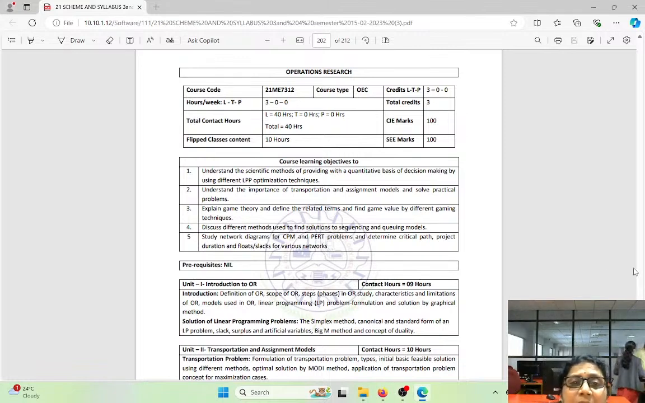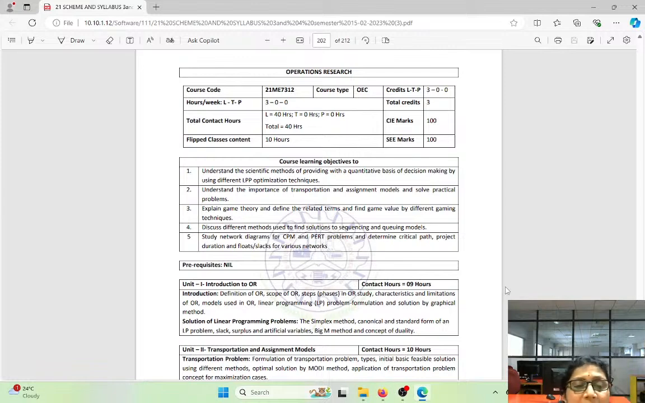Good afternoon, everyone. Myself Anupama Kallod. I am going to give the introduction of operations research. This is an open elective offered by Mechanical Engineering Department. The course code is 21ME 7312 and 300. That is 3 hours and no tutorials and no practicals for this. Total 40 hours class. So here course learning objectives you can go through here.